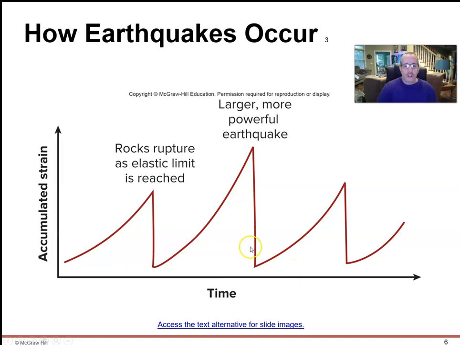So this is just a very simple line diagram, basically just showing the waves. A larger, more powerful earthquake happens when that strain has been building up over time. Like I said, that strain starts out as small, and if it's not released over time, it's going to get more and more and more. And when it does pop, when it does break, it's going to be a very strong earthquake.